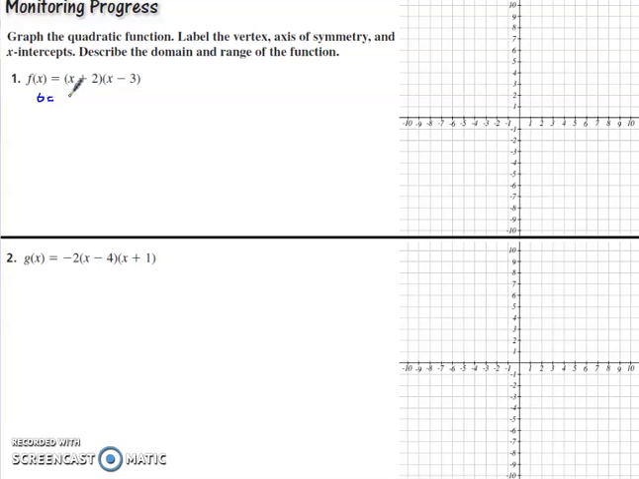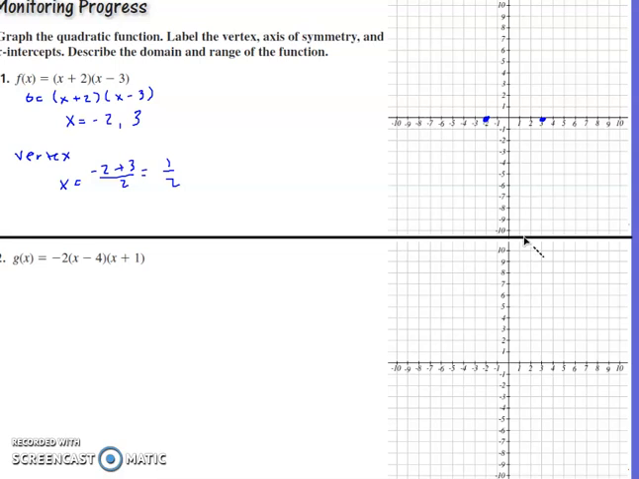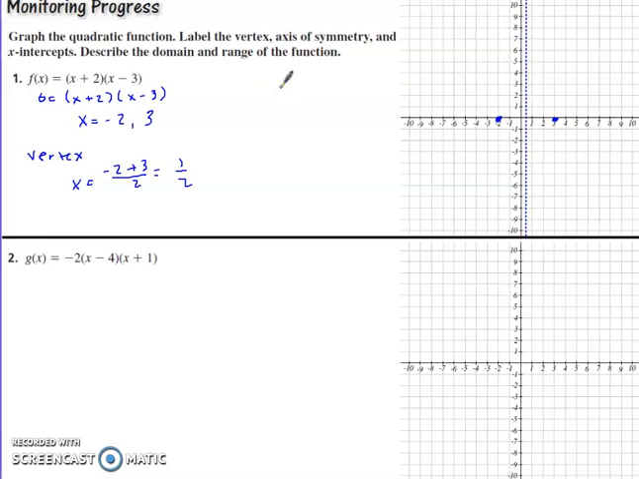Number 1, the first thing I'm going to do is find my x-intercepts by letting y equal 0. So I have x-intercepts of -2 and +3, which means that my vertex can be found by adding those two values, -2 plus 3, and dividing by 2, which gives me a vertex x value of 1/2. This is actually not an integer value for my x, and that is okay. My vertex is going to be somewhere along that line. To find exactly where, I plug in my 1/2.